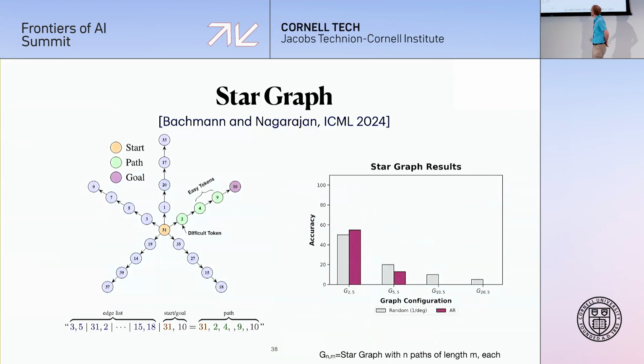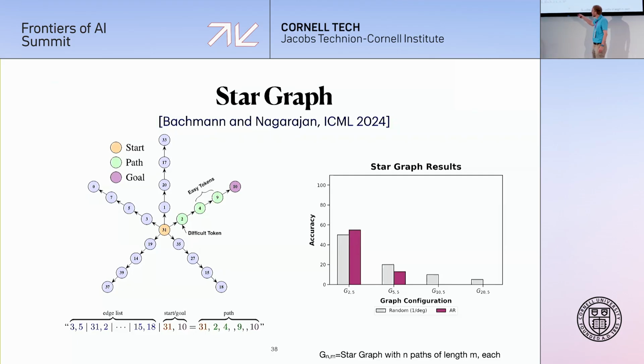This comes from Bachmann and Nagarajan. It's a nice example that shows this limitation of the myopic setup. Here we have a star graph, and we can feed all the edges into a language model. Then it understands the graph structure, and we say go from the middle to a specific end. So go from 31 to 10. What it's supposed to output is: I'm at 31, I go to 2, I go to 4, I go to 9, I go to 10. I'm done. Turns out language models can't do this at all. They're terrible.